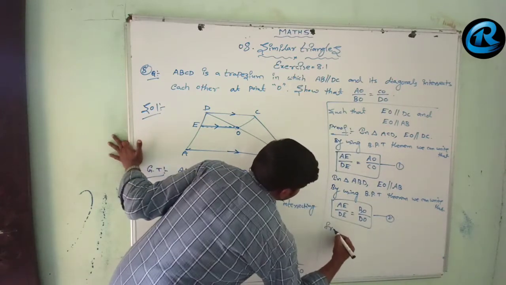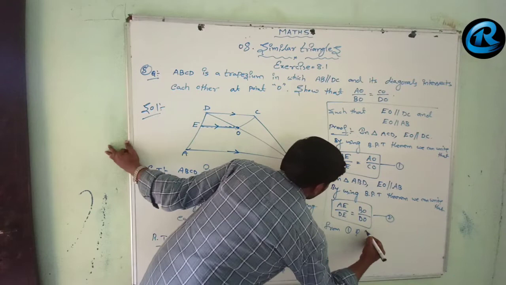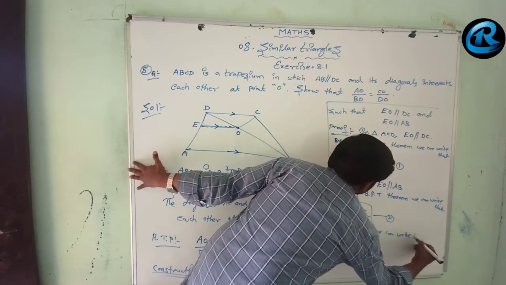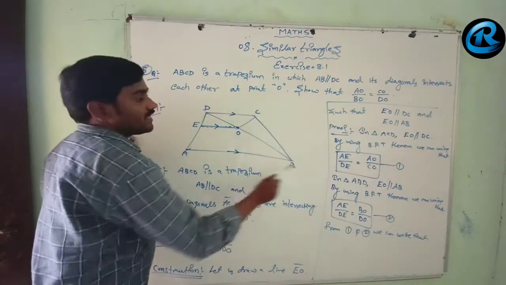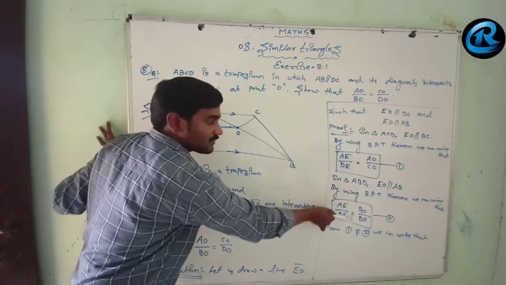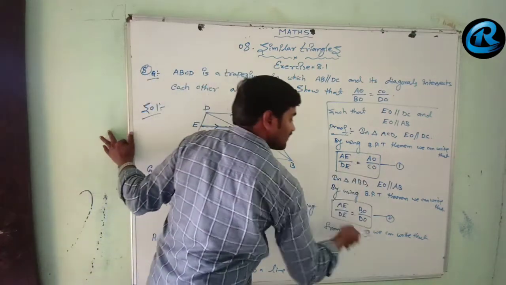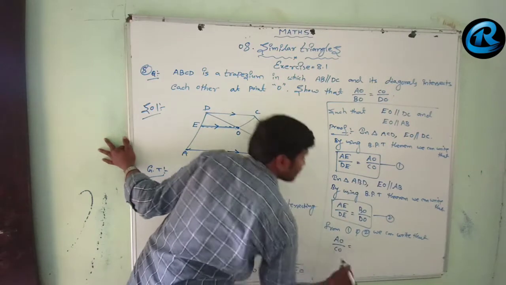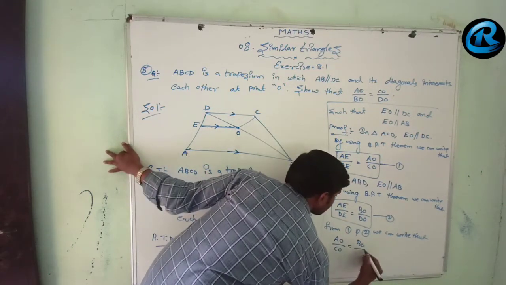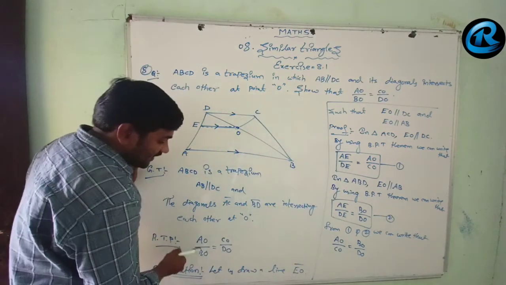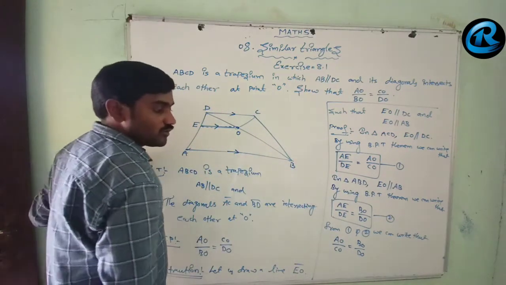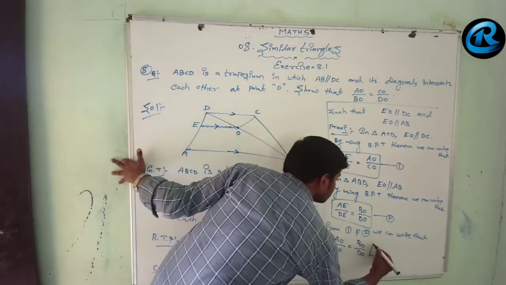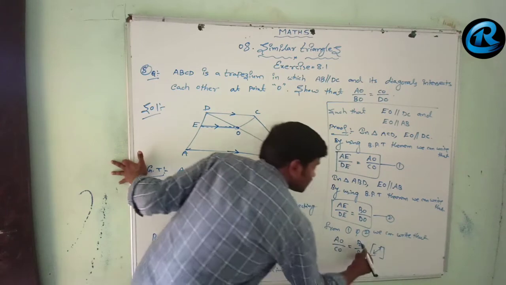From equation number 1 and 2, we can write that the LHS sides are equal in both the equations, so the RHS will be equal. The RHS are AO by CO is equal to BO by DO. But what do we need to prove? AO by BO we need to prove. So these two will be interchanged.